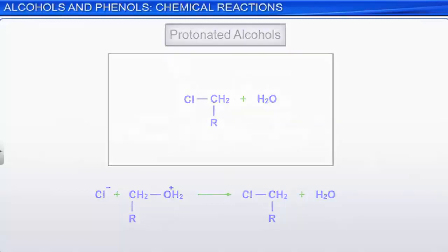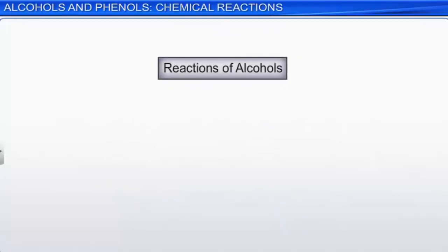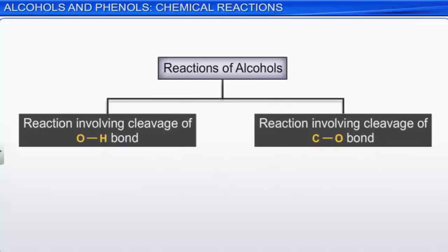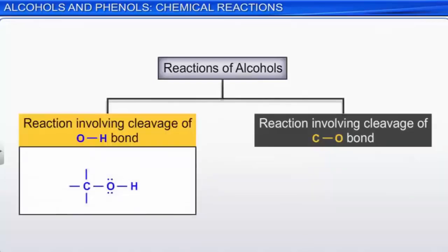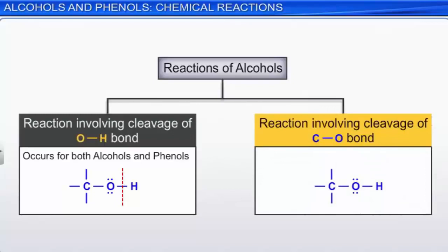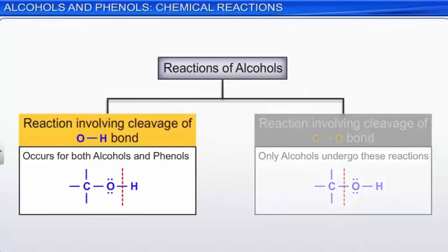Essentially, we can separate the reactions of alcohols in two major classes. Reactions involving cleavage of the oxygen-hydrogen bond, which occur for both alcohols and phenols, and reactions involving cleavage of the carbon-oxygen bond. Only alcohols undergo reactions that break the carbon-oxygen bond. We'll start with the reactions that involve the cleavage of the oxygen-hydrogen bond in alcohols and phenols.